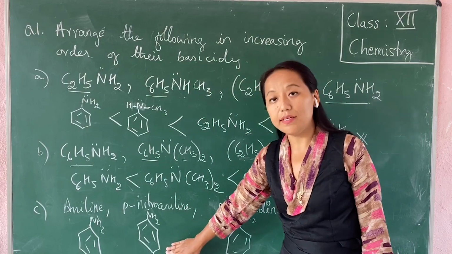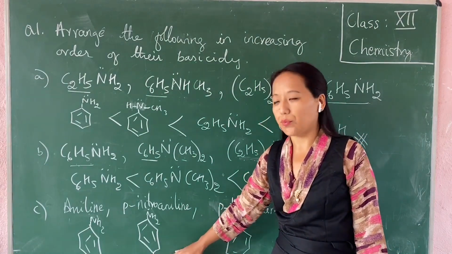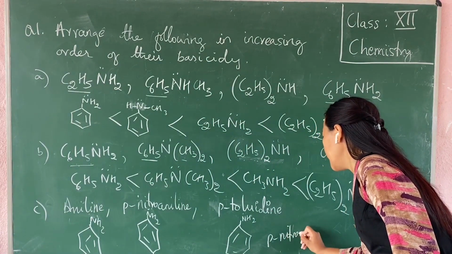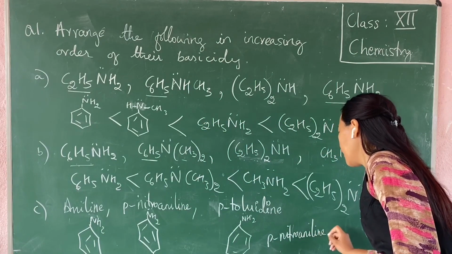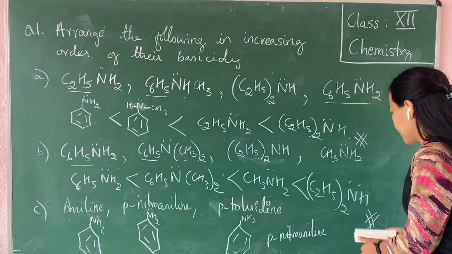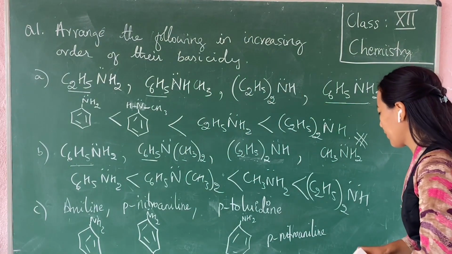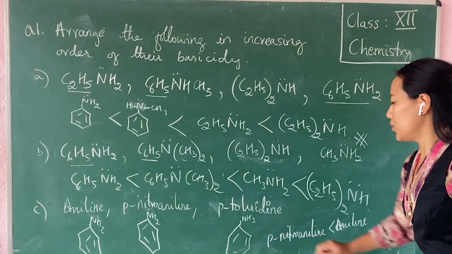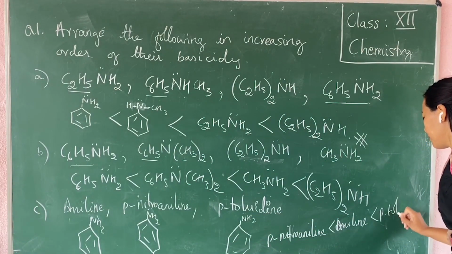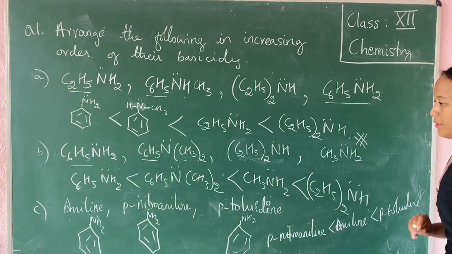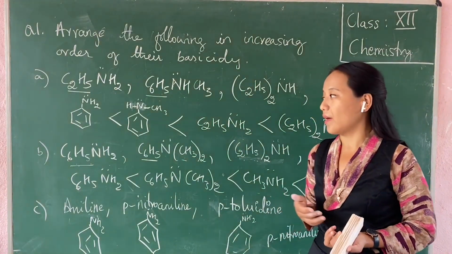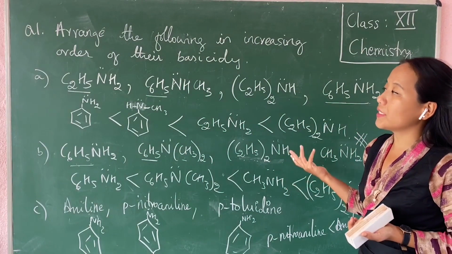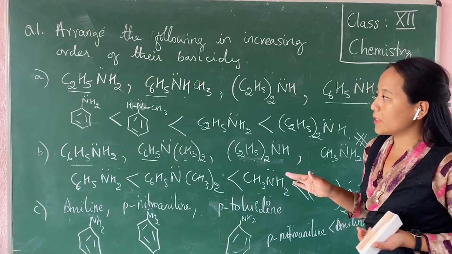So when you compare the basicity, it is seen that para-nitroaniline will have the least basic character because of two electron withdrawing groups present. Therefore, para-nitroaniline, followed by aniline, and the most basic is para-toluidine. Okay, so this type of questions are being asked. They will give you a set of compounds and you have to arrange in either increasing order or decreasing order. So that's about the first question.